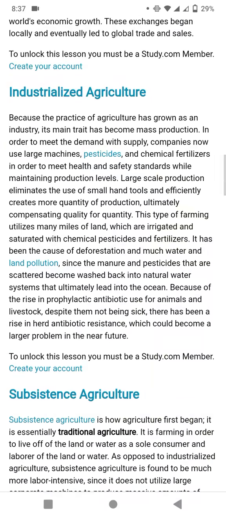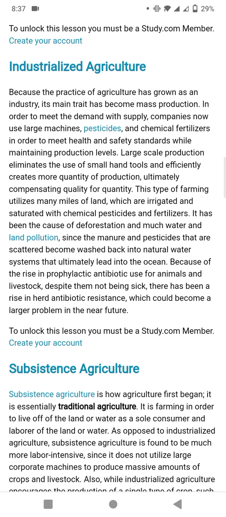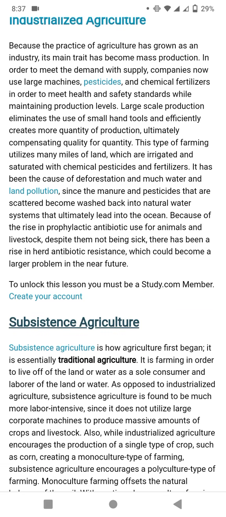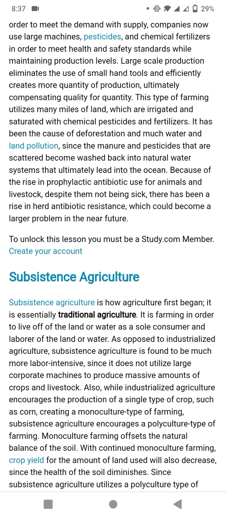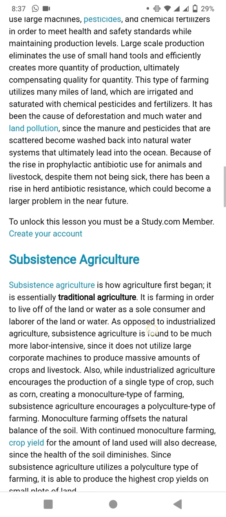Now we discuss industrialized agriculture. Because the practice of agriculture has grown as an industry, its trade has become mass production. In order to meet the demand with supply, companies now use large machines, pesticides and chemical fertilizers in order to meet health and safety standards while maintaining production levels.